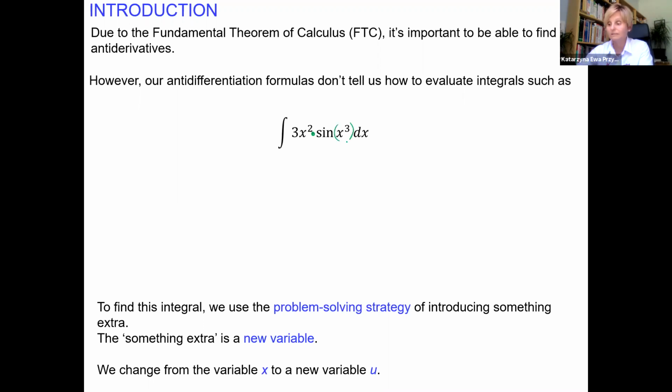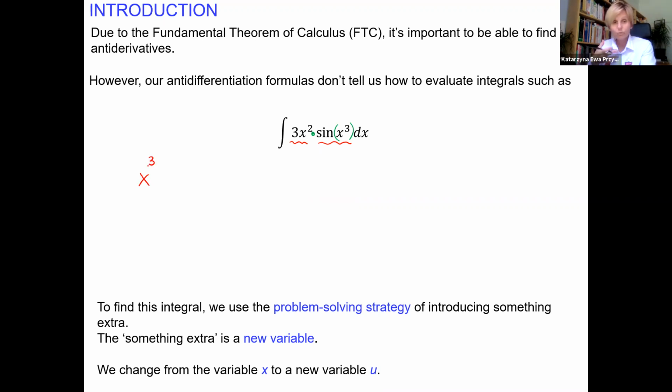We have this product. But now, that's what we just learned. We see one function and we see the second function. We see two functions, two factors. 3x squared, simple. Sine of x cubed, compound. Sine function is the outer function, x cubed is the inner function. So that's how we will identify. Let's grab that inner function, x cubed.